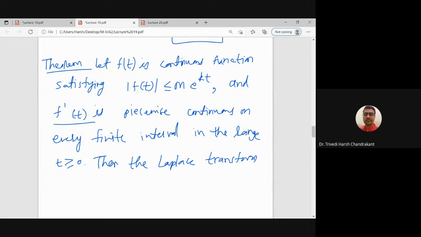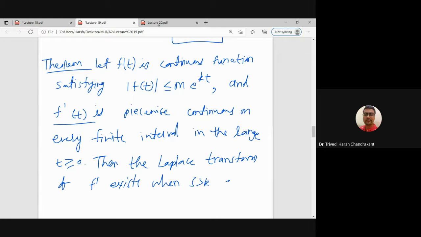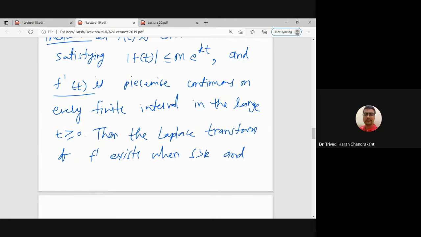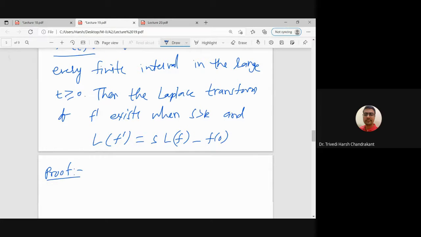The Laplace transform of f dash exists, and it can be given as: Laplace transform of f dash is s times L of f minus f of 0. The proof is very simple, just an application of integration by parts.